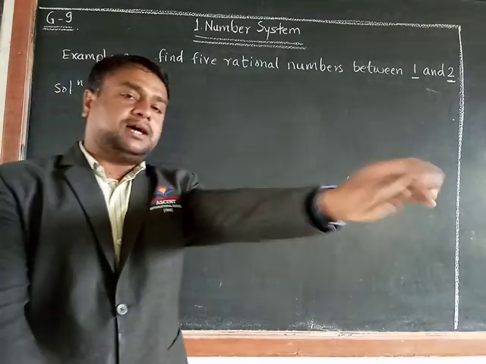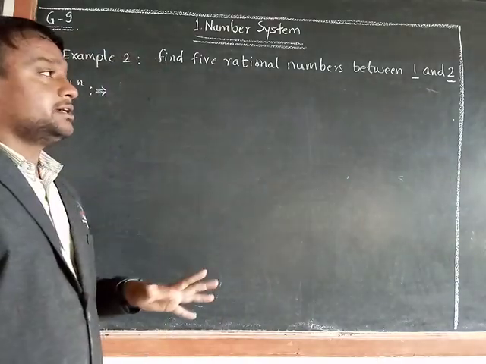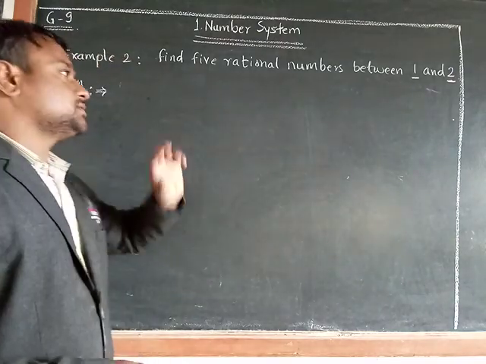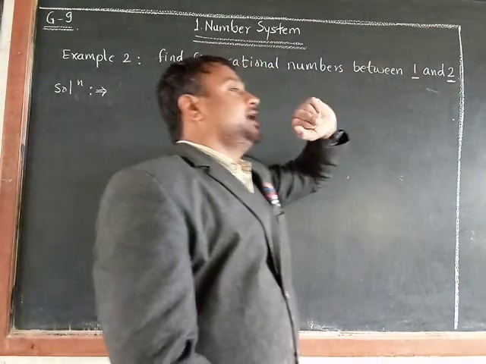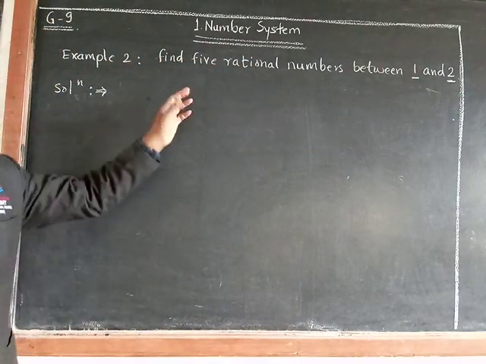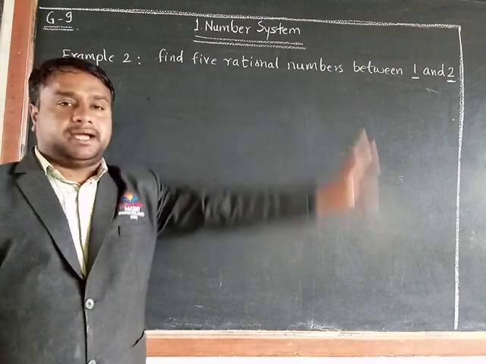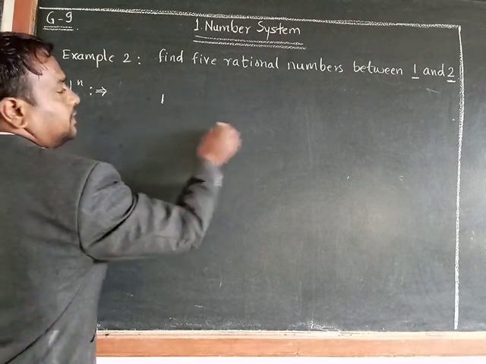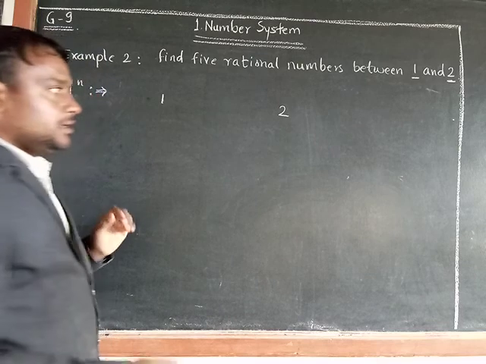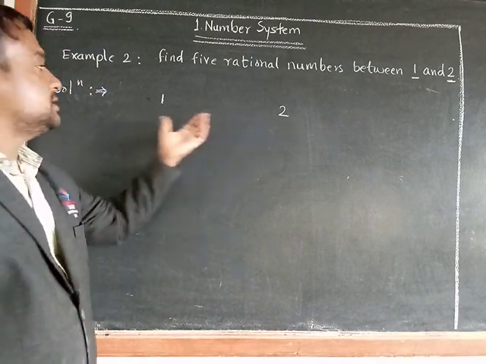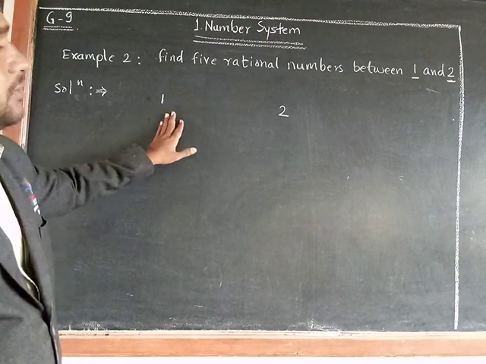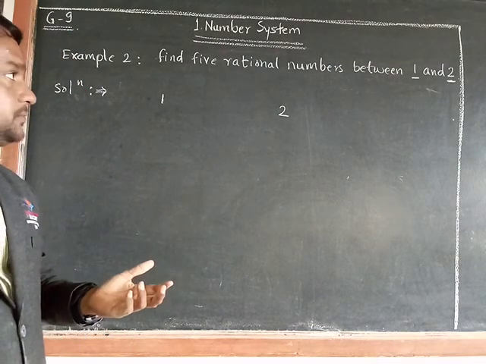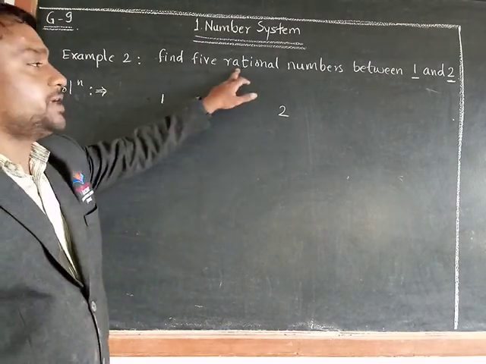Okay students, now we are learning about the second method, how to find rational numbers between the given numbers. Our given numbers here are 1 and 2, and we have to find 5 rational numbers between 1 and 2. Now this is the second method. Let's take the number 1 and another number, 2. We have to find 5 rational numbers between 1 and 2.